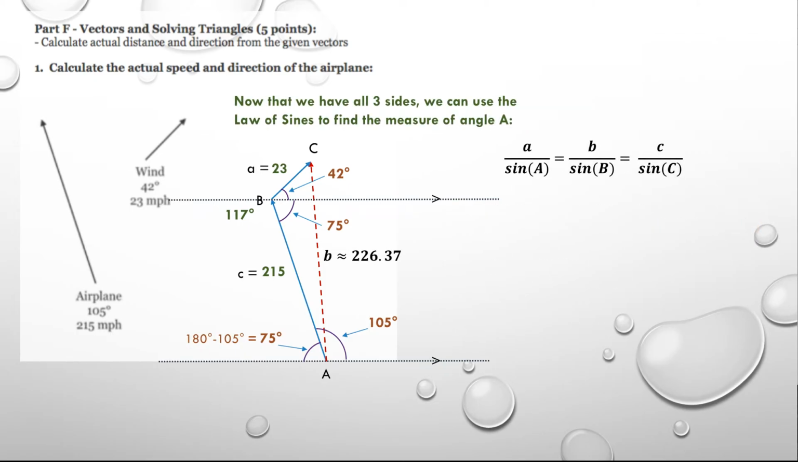Now we have all three sides. We can use the law of sines to find the measure of angle A. We don't need angle C or side C here, so we're going to substitute for the side A is 23. Sine of angle A equals 226.37, which is side B, over sine of 117. Again, solving for A, we find that angle A is approximately 5.19.